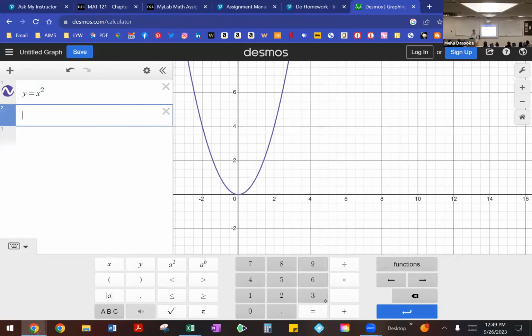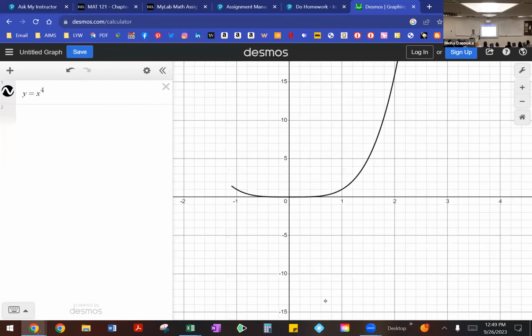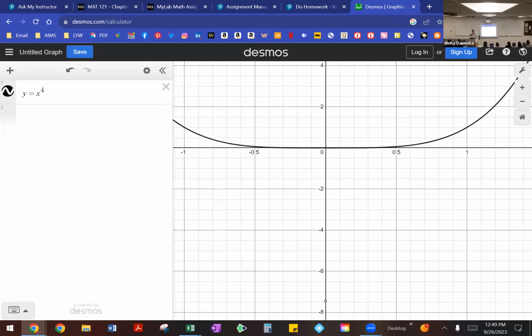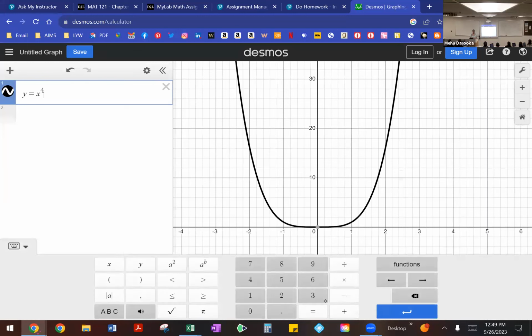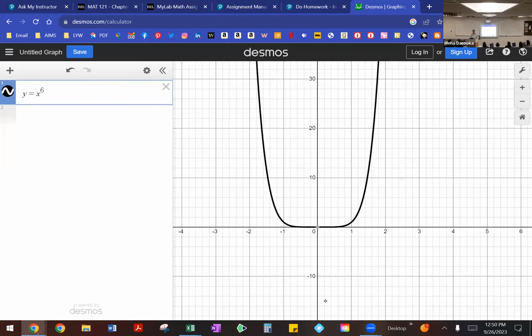So of course, y equals x squared. How about y equals x? And you can't see it, but there should be a little bit of that slight hill happening in the center there, but it doesn't show. Okay, what if we did to the 6th power? You can see all of these are going to be even functions with symmetry about the y-axis.